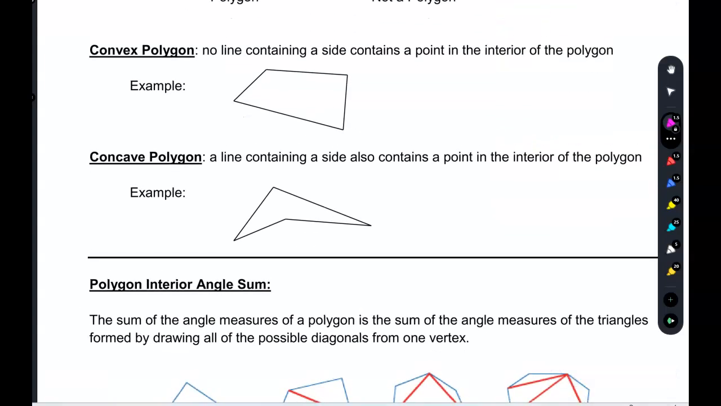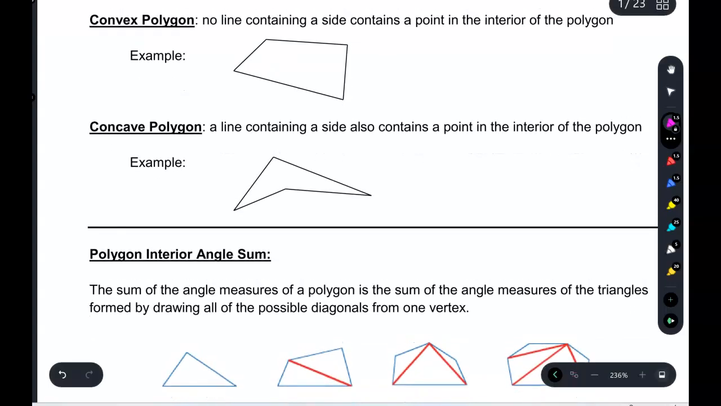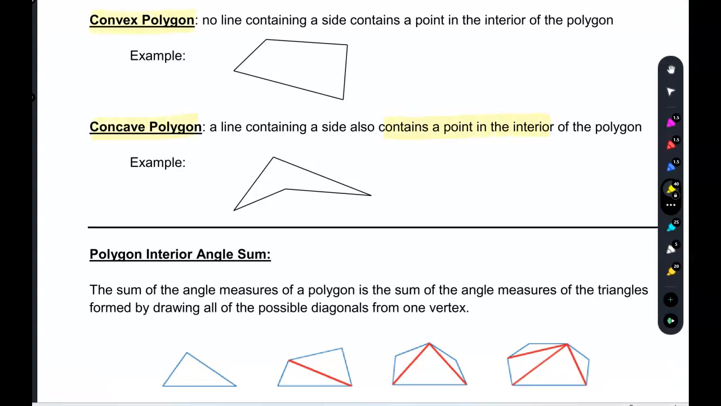Convex versus concave. You remember the difference between the two? Concave, like it's like a cave, right? So if you look at one of the points, we say it contains a point in the interior. That's what makes it concave versus convex. Almost everything we work with will be convex, but occasionally we'll see a concave polygon. All right, well, we want to explore our interior angles.